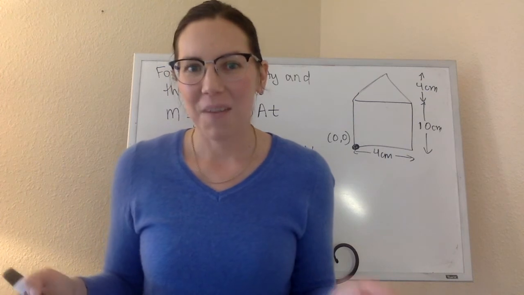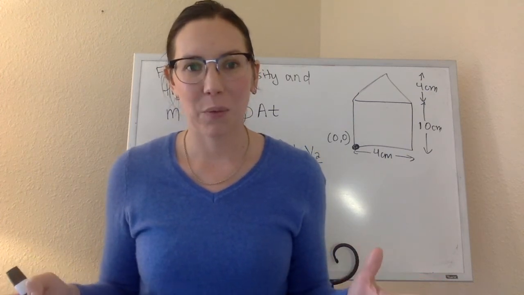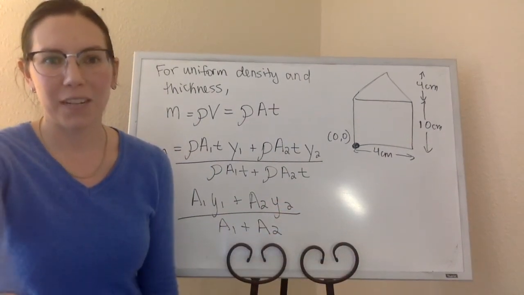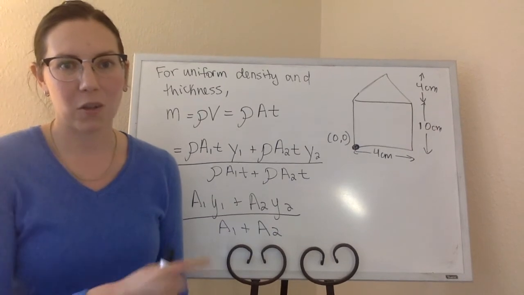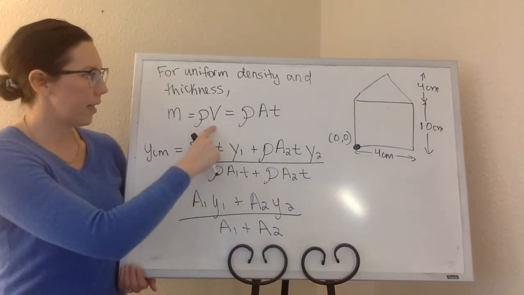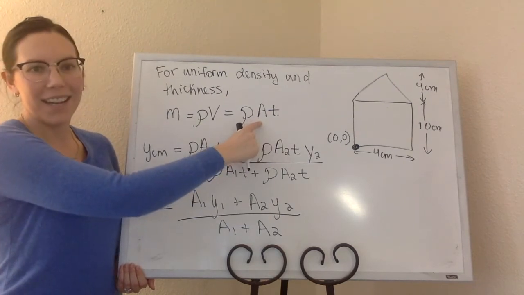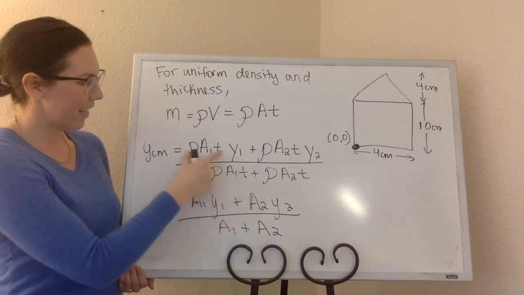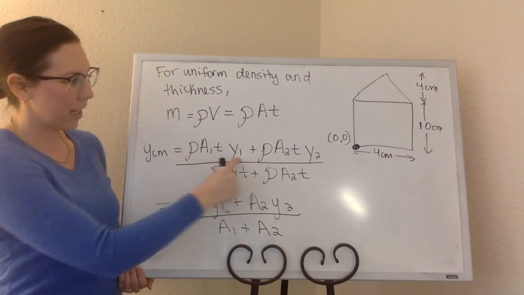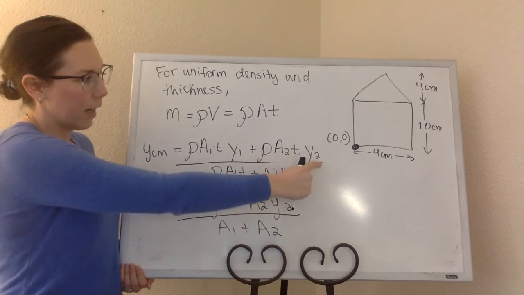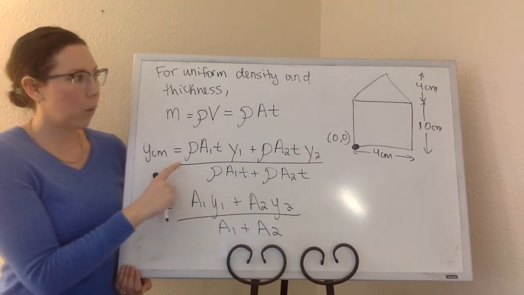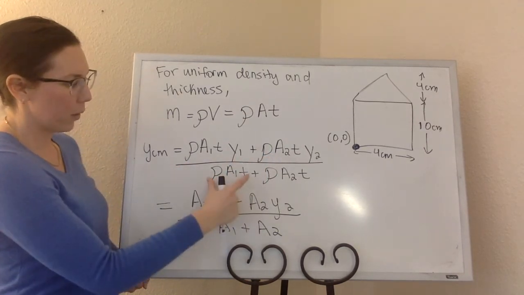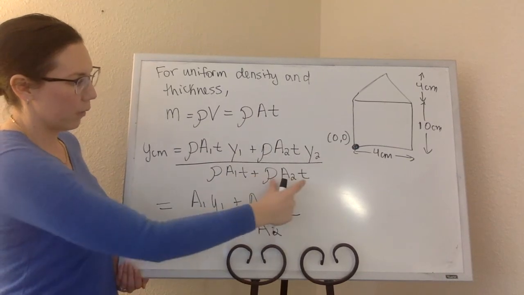Here we don't have the mass. Instead, what we know is that this is a uniform shape. For a shape of uniform density and thickness, we can use the area instead of the mass, and I'll show you why. Mass equals density times volume, which is density times area times thickness. If I plug that in, I have rho A1 T, this is the mass, times the y coordinate, plus rho A2 T times the y coordinate. I have two terms here, one for the rectangle and one for the triangle, divided by the total mass, rho A times the thickness.